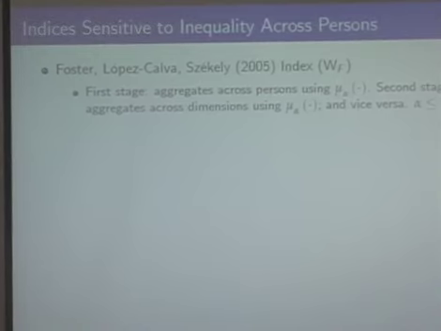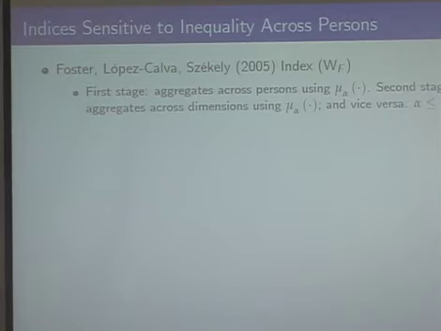So first, aggregate across persons using mu alpha. You have this distribution of income across all persons, distribution of education, and then distribution of health. So you first take a generalized mean. That means you discount for inequality. If you had taken a simple mean, you would come up with a number. If you take a generalized mean and there is inequality, you have a lower value, right? You do it for every dimension.